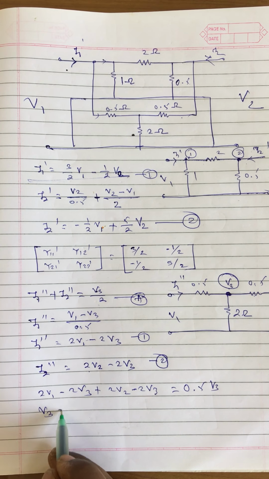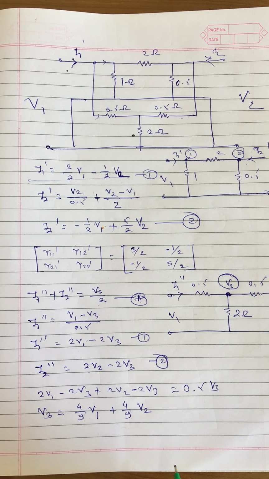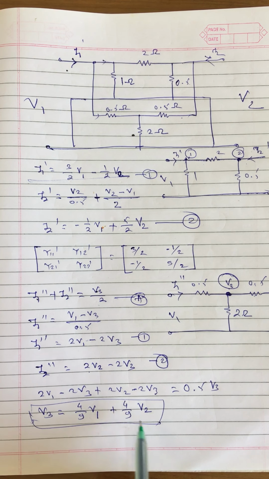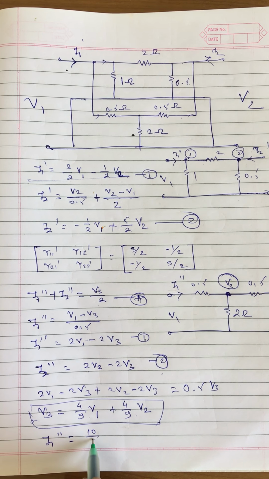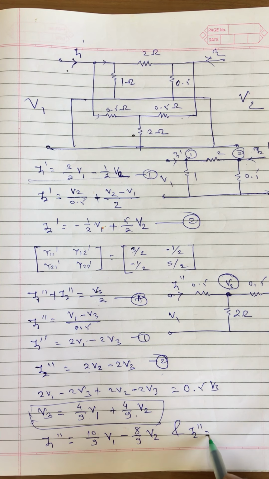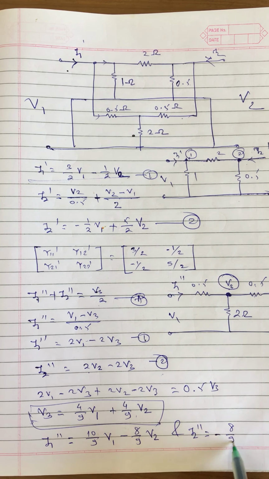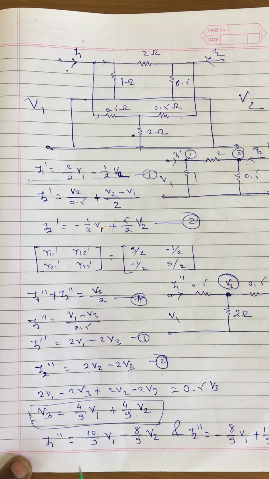When you solve it, you will get V3 equal to 4 by 9 V1 plus 4 by 9 V2. Now put this V3 in the first and second, and we will get I1 double dash. I am writing the equation directly: 10 by 9 V1 minus 8 by 9 V2, and I2 double dash as minus 8 by 9 V1 plus 10 by 9 V2. You can solve it, it is very easy. So now I have got I1 and I2, and from this I have the parameters: Y11 double dash is 10 by 9, Y12 double dash is minus 8 by 9, Y21 double dash is minus 8 by 9, Y22 double dash is 10 by 9.